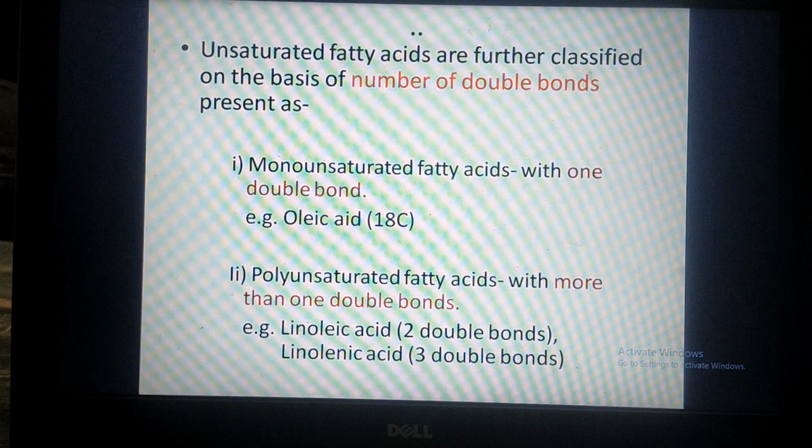Unsaturated fatty acids are further classified on the basis of the number of double bonds present in them as monounsaturated fatty acid with one double bond. Example, oleic acid. Polyunsaturated fatty acid with more than one double bond. Example, linoleic acid, 2 double bonds, and linolenic acid with 3 double bonds.